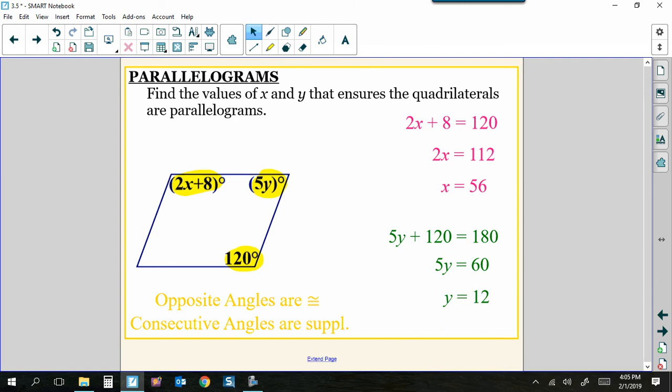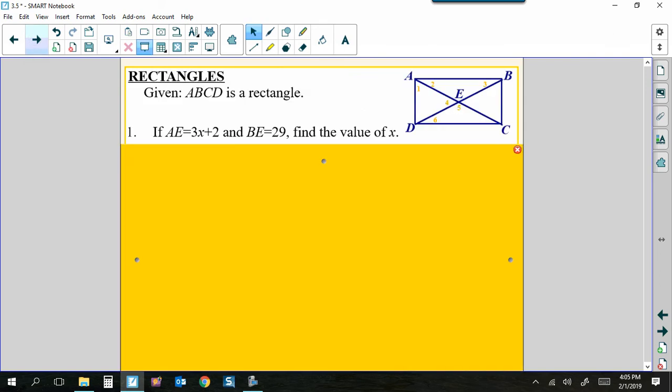Moving on, we're now going to look at rectangles. This one is a little bit of fun, I personally think, but maybe I'm just mathematically weird. So we're first going to start off with: if AE is 3x plus 2 and BE is 29, find the value of x. So I would recommend labeling your picture. Your picture is a lot bigger than ours, so I would recommend labeling it. Ours is not labeled because it's kind of hard to write with a big pen on a tiny picture.